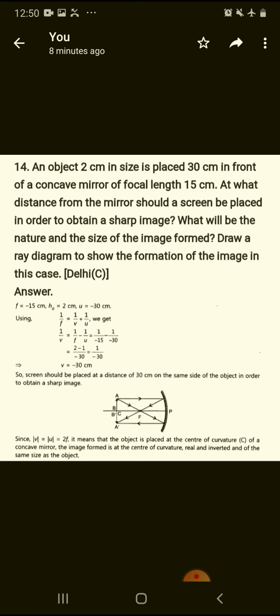After that we have to draw the ray diagram also. So the ray diagram, how will we draw it, look here. We have the object at 30 centimeter and we are getting the image also at 30 centimeter. So we will use the condition when the object is placed at C. That figure we have to draw when the object is placed at C.